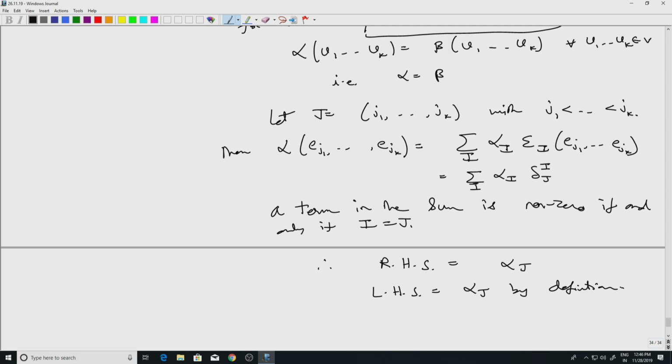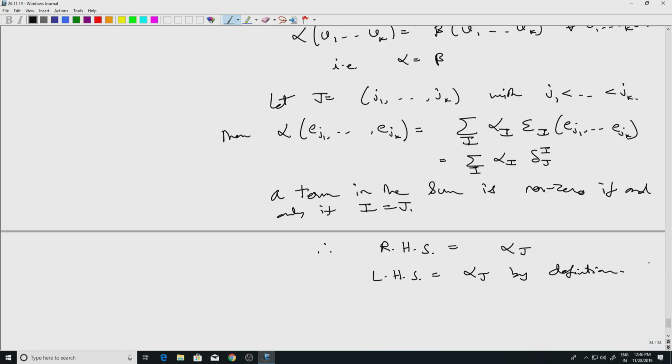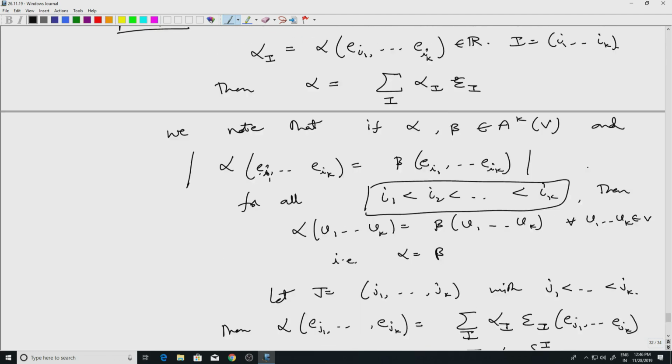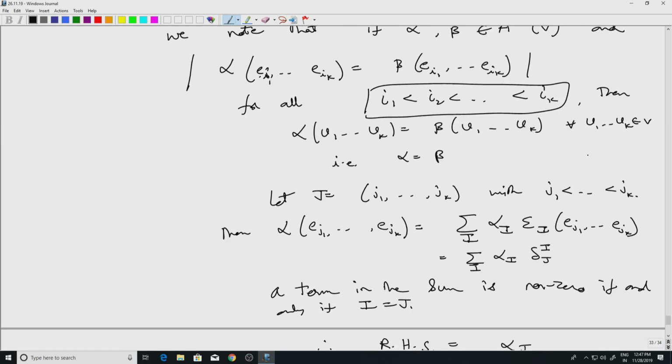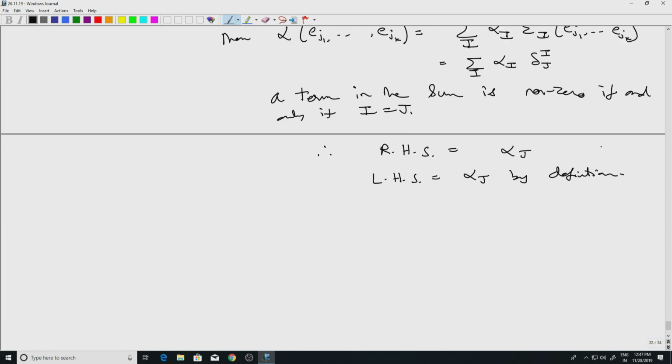So both sides are equal, and this is true for any J, of course J with this increasing property. So we are done. So these forms will span the space of all K linear forms. Now as for linear independence, it's pretty much the same argument.